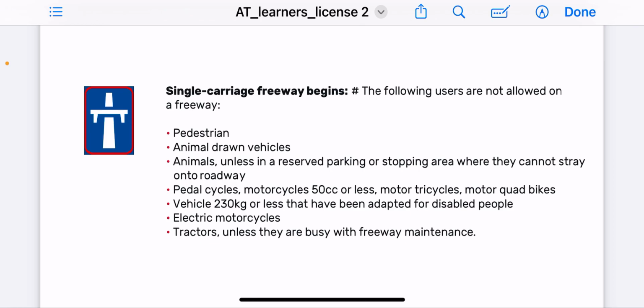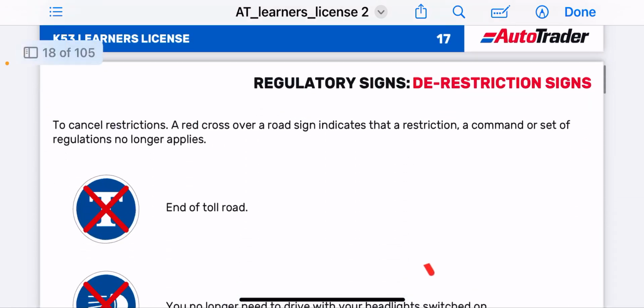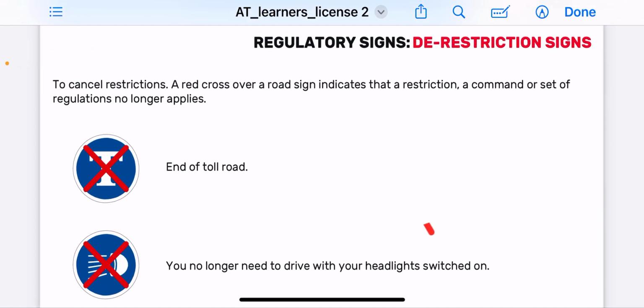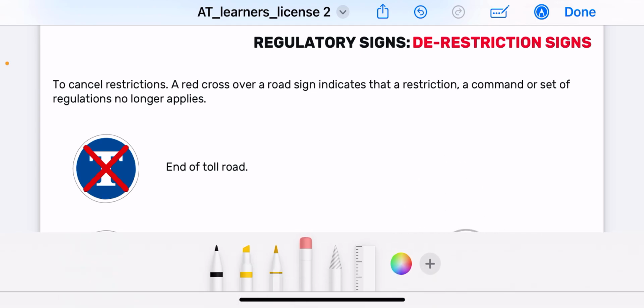And then vehicles 230 kgs or less that have been adapted for disabled people. You can hear the English there, my friend. It's not allowed. And then electric motorcycles. There are these motorcycles that go with the battery. They're like electric. You charge them. It's just a motorcycle. It's not allowed on the freeway. And the last thing which is not allowed on the freeway are tractors or ganda ganda, unless they are busy with freeway maintenance. Okay? So, and then we are going to end with the D restriction signs.